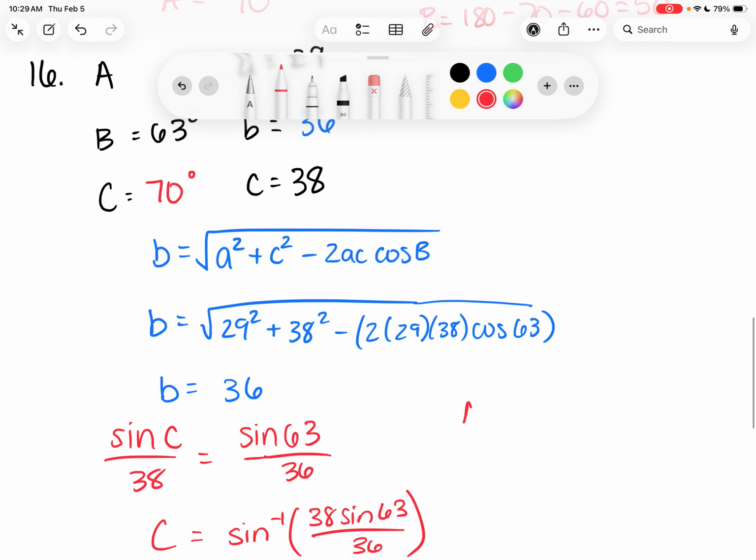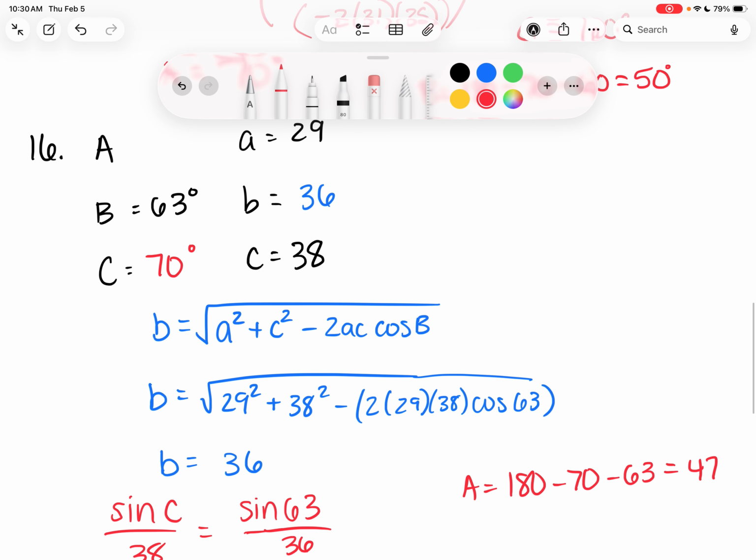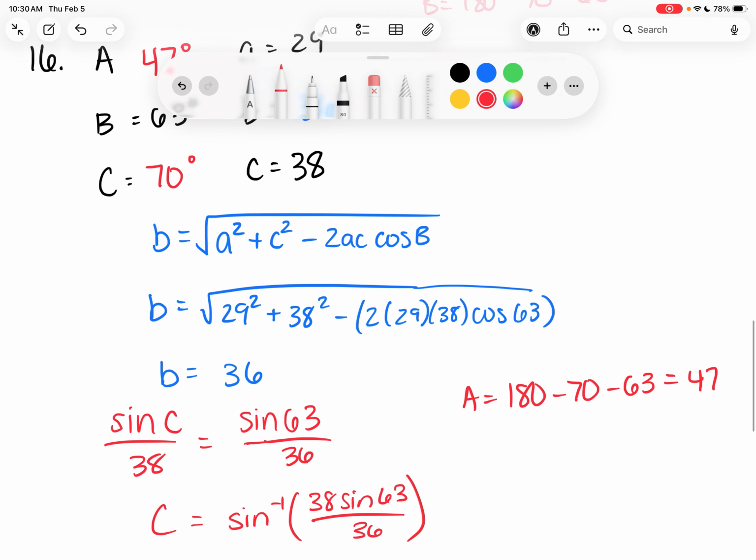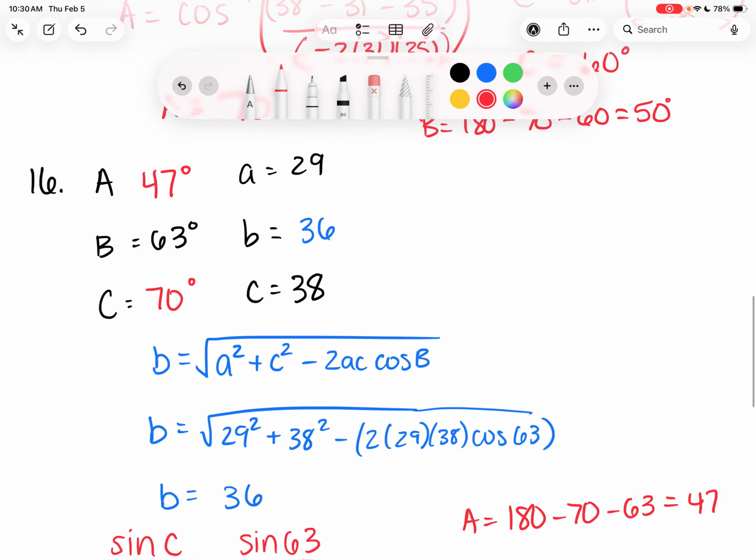And then A is 47. So for A, we do 180 minus 70 minus 63. You said it was what, 47? I'm adding that to our notes. So then 47 degrees there. So again, at a quick glance, my values make sense. My biggest side has the biggest angle.